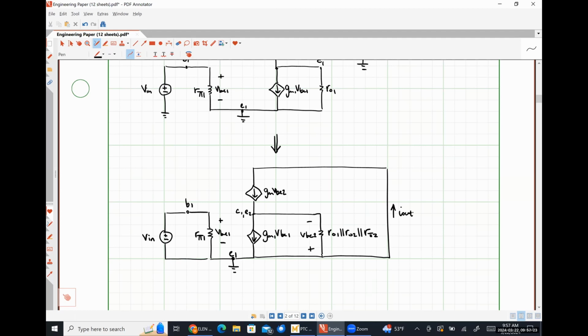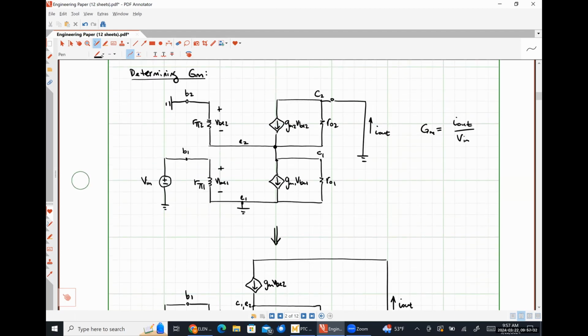Let's start there. Yes, Nick. Can you explain again why R naught 1, R naught 2, and R pi 2 are all in the middle now? Absolutely. So all three of those resistances are connected to this node in orange, right? So one terminal is all at that node in orange. The other terminal for R pi 2 is at ground. The other terminal for R naught 2 is at ground. The other terminal for R naught 1 is at ground. So they're all between that orange node and ground. So they're all in parallel.